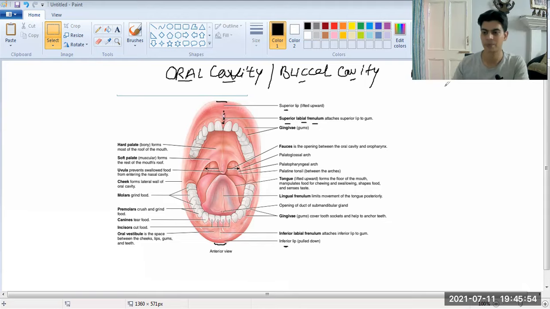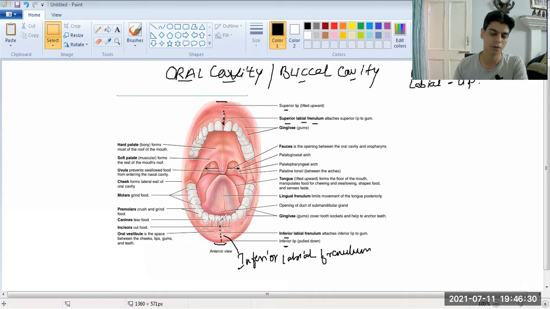Labial means lip. Any time you hear the word labial, it means lip. So the labial frenulum connects the lip to your gum at the midline. Similarly, you have the inferior labial frenulum here. Labial is lip, and frenulum is a kind of ligament that connects your lip to your gum at the midline.